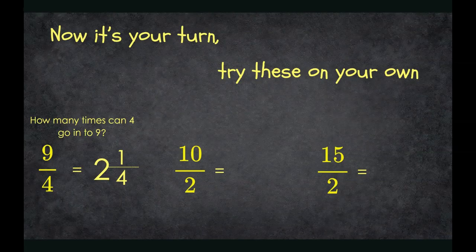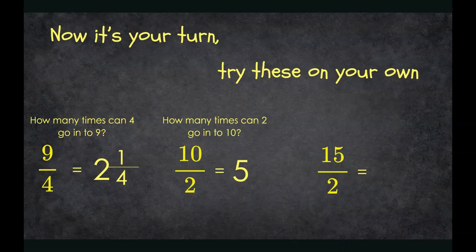All right, number 2, 10/2. How many times can 2 go into 10? 2, 4, 6, 8, 10. I know 2 goes into 10 5 times, and there is no remainder. So I am not going to have a fraction that goes with my whole number. It's just going to be a whole number. 10 halves equals 5 wholes.